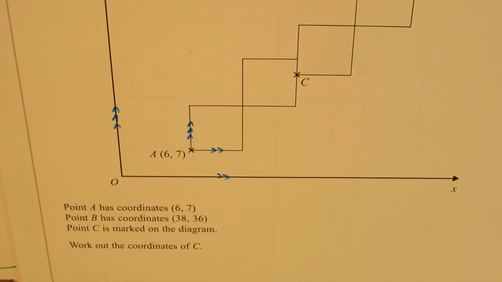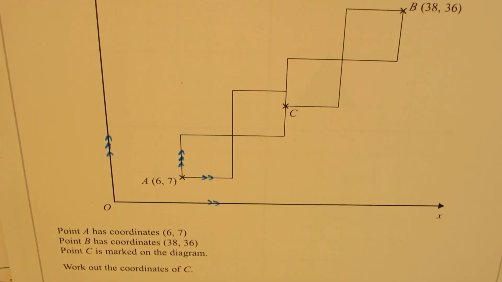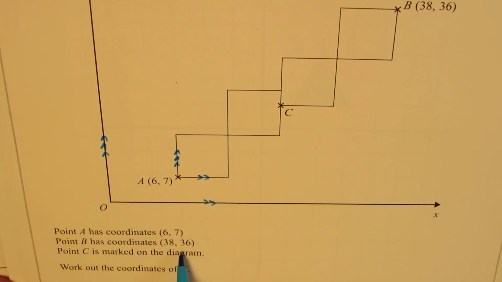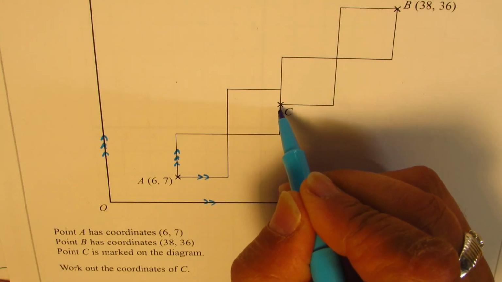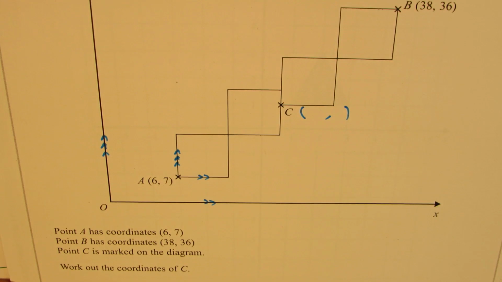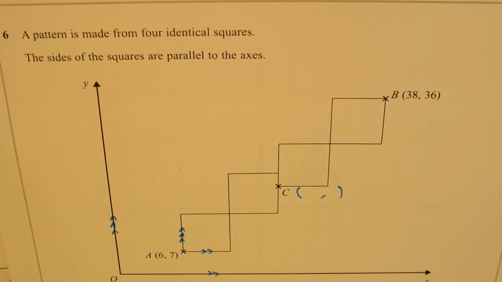The question is, point A has coordinates 6, 7, as shown here. Point B has the coordinate 38, 36, right? Point C is marked on the diagram. Work out the coordinates of point C. So we need to find the coordinates of point C. We need to find the x and y value of this coordinate. That is the question. Now let's see how to answer this question.